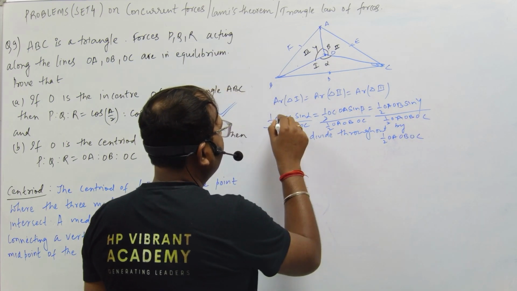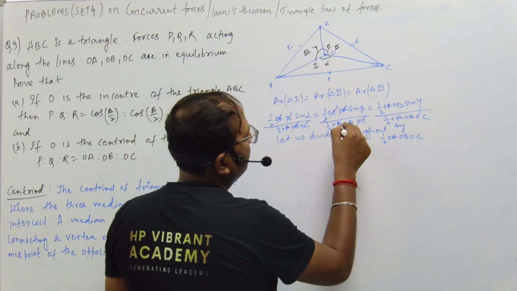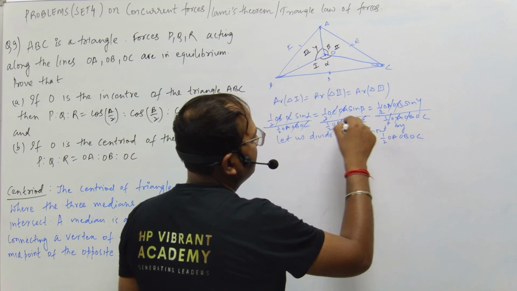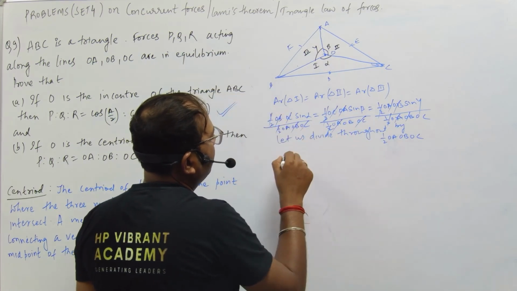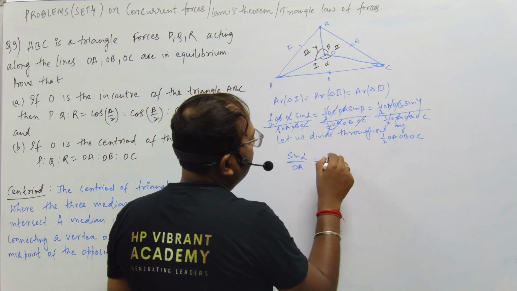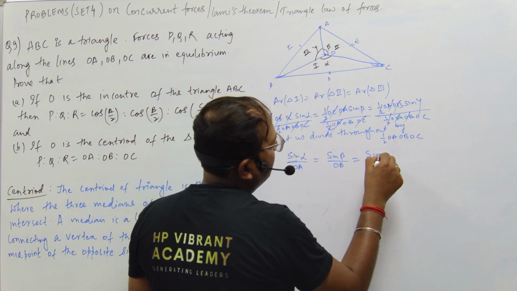OB and OC get cancelled. Here OC and OA get cancelled. From here OA and OB are cancelled. The half gets cancelled. So we have sine alpha upon OA is equal to sine beta upon OB is equal to sine gamma upon OC.